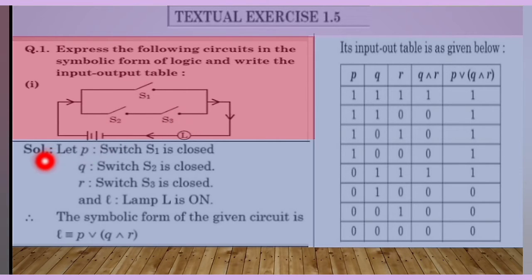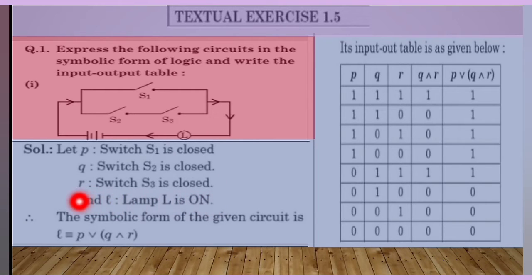Let's see the solution. Write the P statement. S1 means P, S2 means Q and S3 means R. P statement is: switch S1 is closed. Here in this topic all circuit diagrams are drawn with open switches, but in the solution we write: switch S1 is closed, S2 is closed and S3 is closed. Write this statement. And lastly, L: lamp is on.